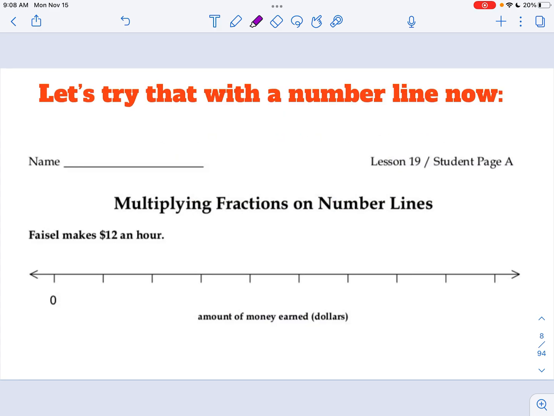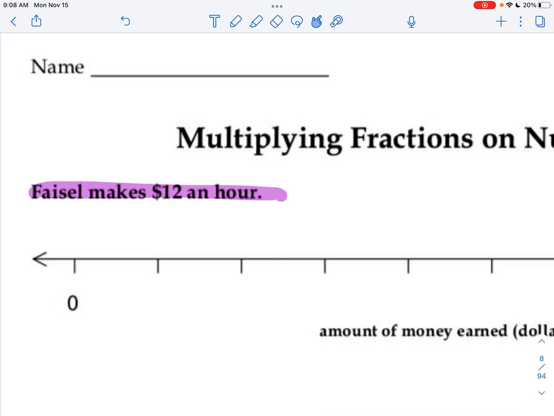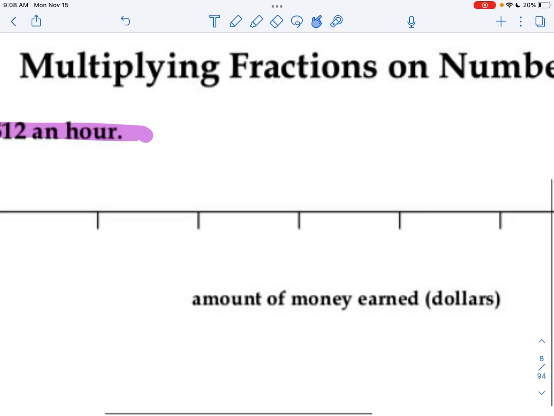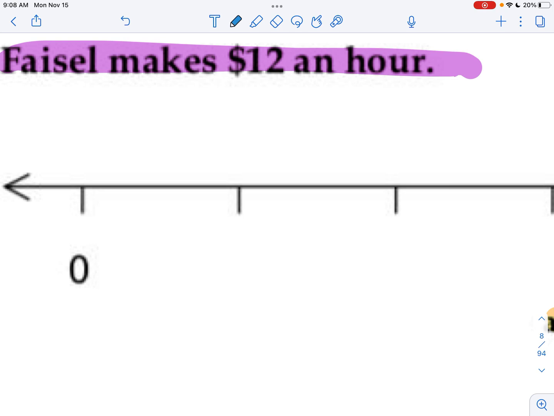Now we're going to do it with the number line. So I can see the same information as before. Faisal makes $12 an hour. Down on the bottom of the number line, it says amount of money earned in dollars. At the beginning of the number line is 0. When Faisal shows up for work, Faisal makes $0.